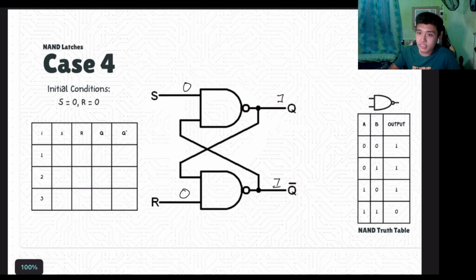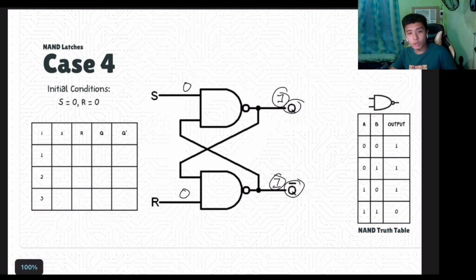So we notice that when Q and not Q are equal, 1 and 1, as you can see, it already violates the provisions that I've mentioned earlier. That is, we should not obtain a value of 1 and 1 or 0 and 0. So the values must either be 0 and 1 or 1 and 0.